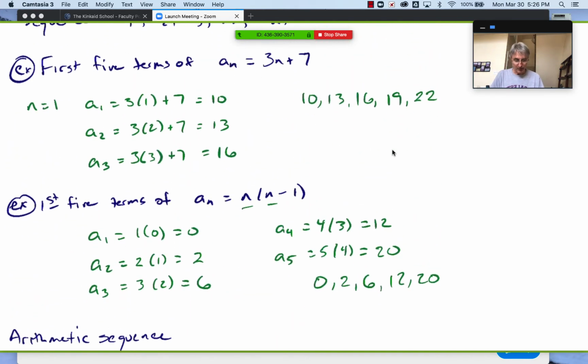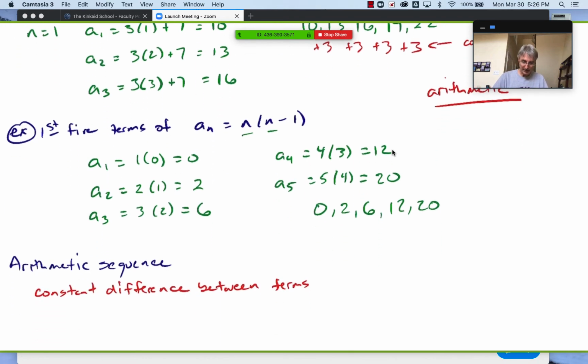So for example, looking at these 2 problems, the first example was plus 3, plus 3, plus 3 as I go from term to term. That's a constant difference. So this is an example of an arithmetic sequence. In the second example, 0, 2, 6, 12, 20, it's plus 2, plus 4, plus 6, plus 8. There's a pattern in the differences, but it's not constant. So that is not arithmetic.